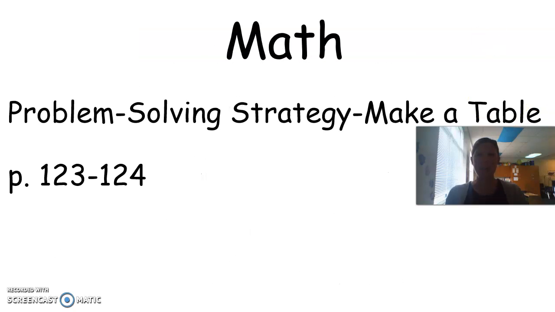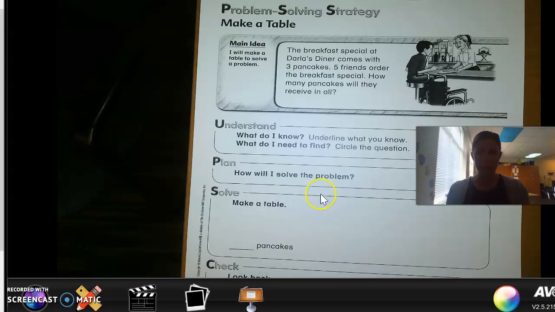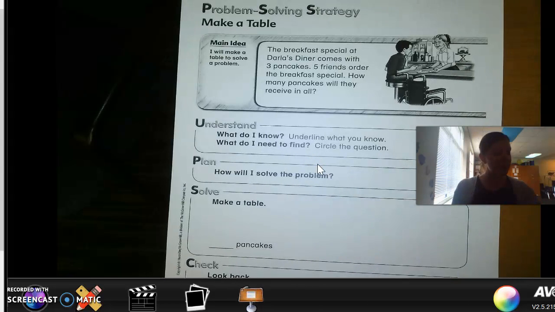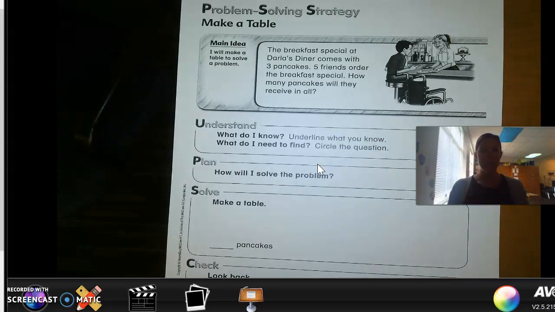All right, math. Today, problem-solving strategy is make a table. Some of you showed me exactly how to do this on Learning Packet 3, but I want to go over what that's going to look like again. The question says, the breakfast special at Darla's Diner comes with 3 pancakes. 5 friends order the breakfast special. How many pancakes will they receive in all?